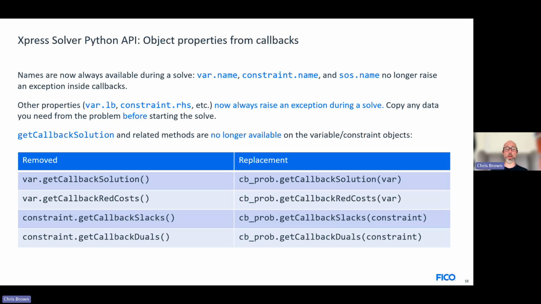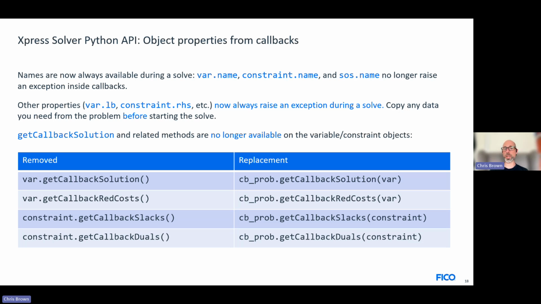Primarily, all property access, variable and constraint properties, is forbidden in callbacks going forward, so that will always raise an error, because it just isn't possible for us to consistently provide access to that data from the underlying optimizer. There is one exception, which is the name property.